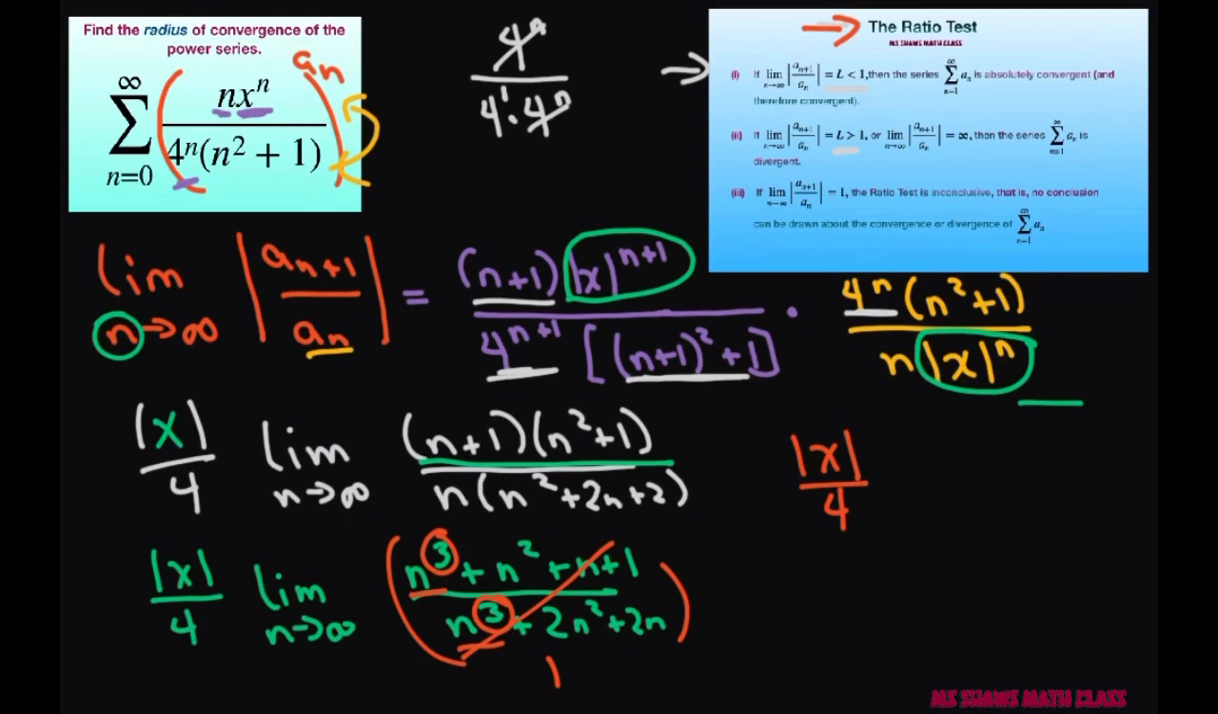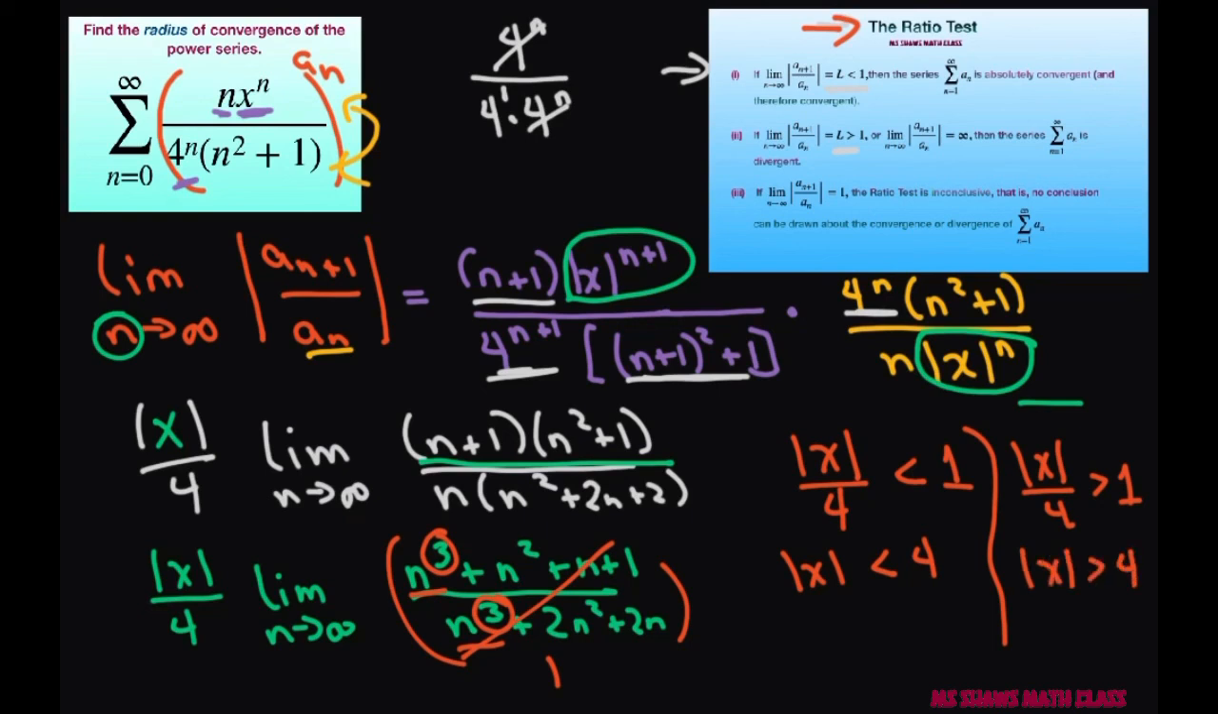Now, for it to be convergent, that has to be less than 1. That means absolute value of x is less than 4. To be divergent, absolute value of x over 4 is greater than 1. Therefore, absolute value of x is greater than 4 when you cross multiply. Therefore, your radius of convergence is 4.